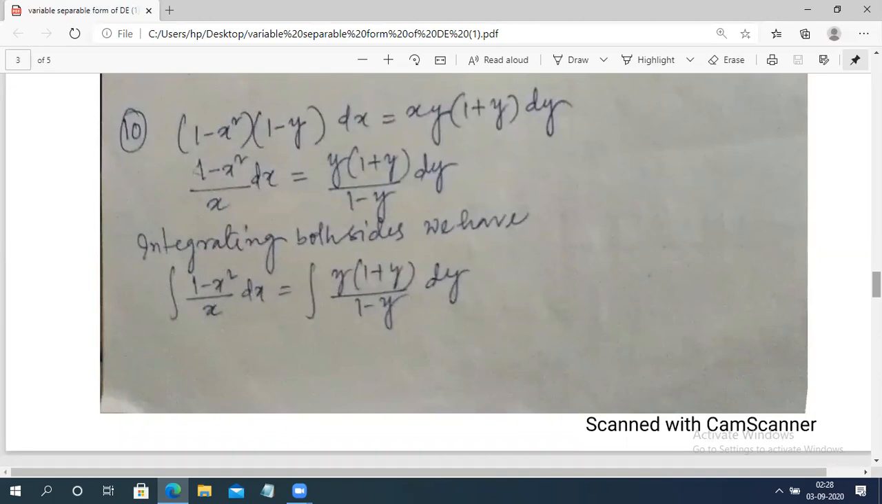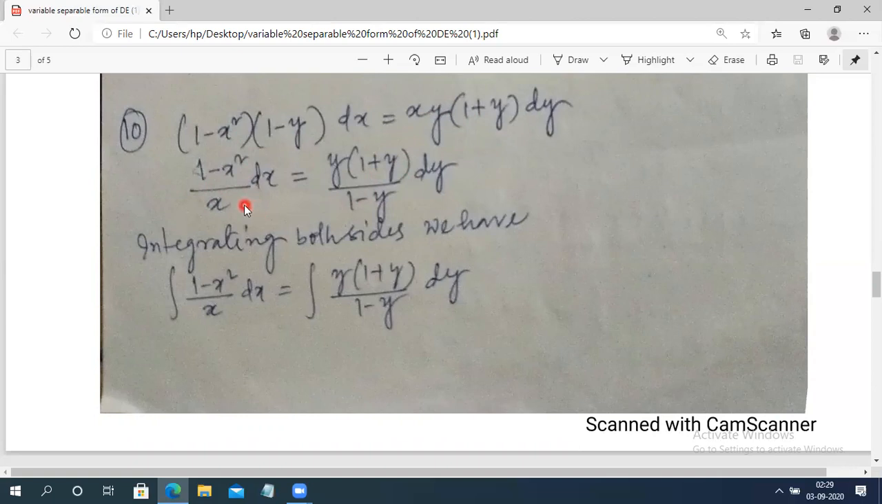Now come to our next question. It is given that 1 minus x square into 1 minus y dx is equal to x y into 1 plus y dy. Now you can see, just write all the terms containing x with dx and all the terms containing y with dy. Just separate out these variables of x and y.